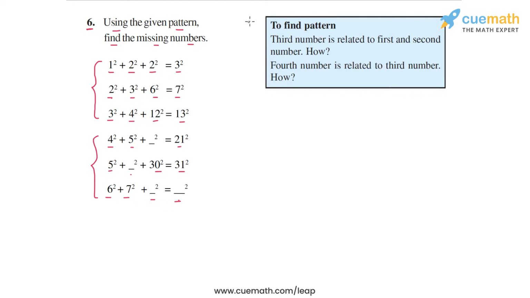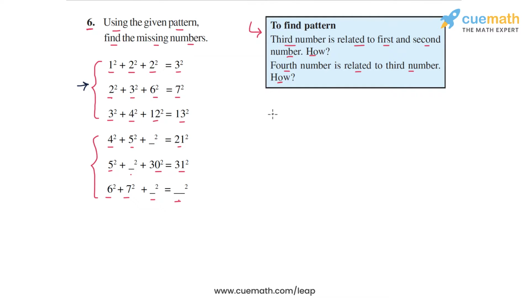Now we're also given this hint here. The hint says to find the pattern, third number is related to the first and second number. How? And fourth number is related to the third number. And again, how? So let's look at all of the numbers and try and find out the pattern between them. So let's take the first 3 statements and write out the 4 numbers in each statement.